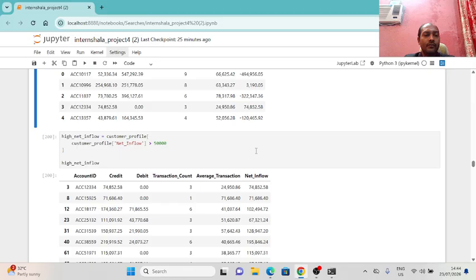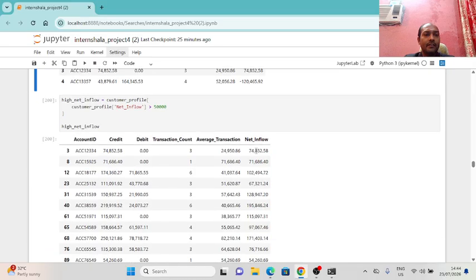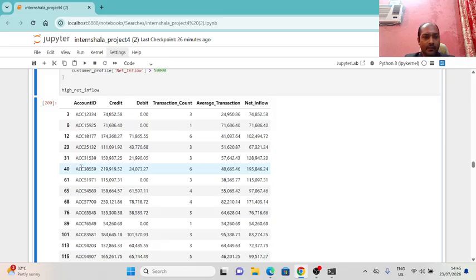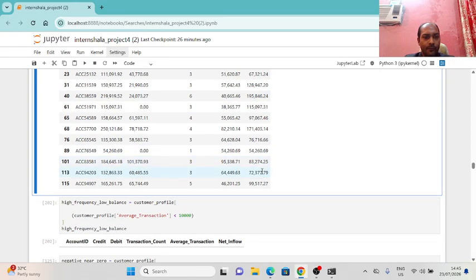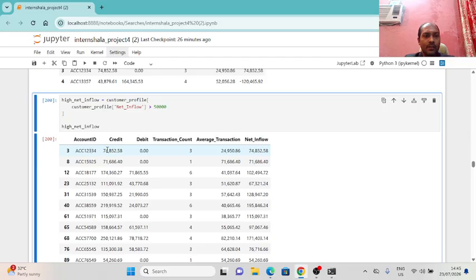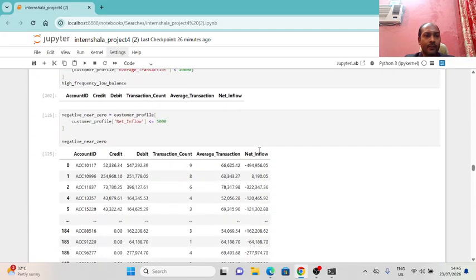So we can see here that after all the calculations, we found that some customers have 3 transaction counts. Average transaction is 24,000, whereas the net flow is 74,852. This means these are positive net flow, meaning customers have credited more amount in comparison to the amount spent.